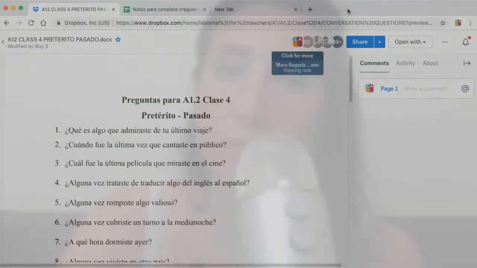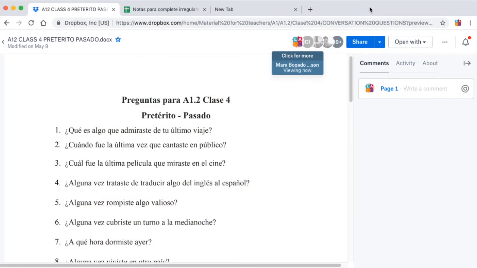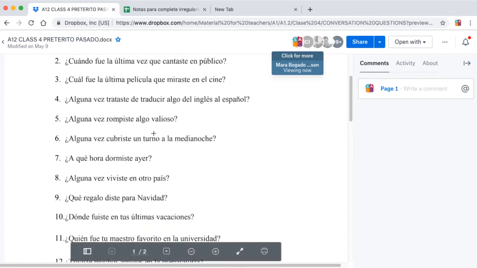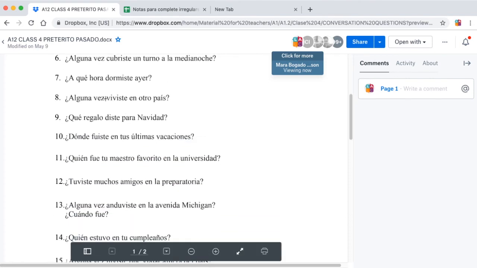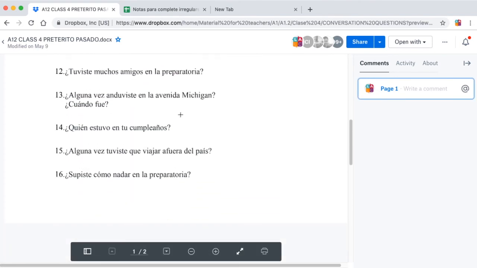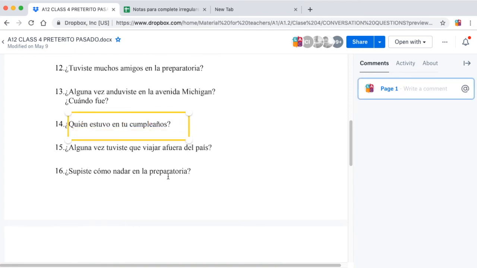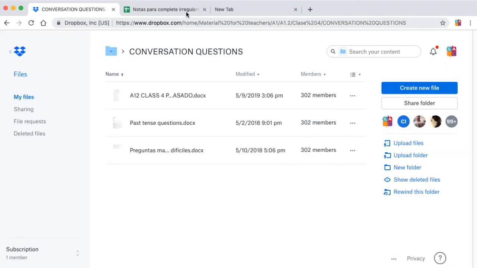I don't know if the camera is showing it right now. Yeah, here. So, you see, ¿cuándo fue la última vez que? ¿Alguna vez rompiste, cubriste, viviste en otro país? You see, these are ¿quién estuvo en tu cumpleaños? Who was at your birthday? Or things like that, right? There are some examples that you can use.